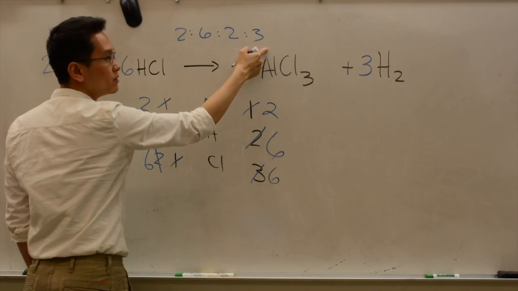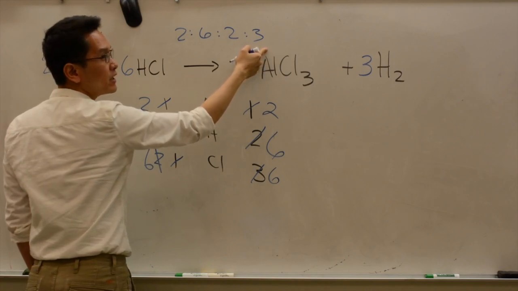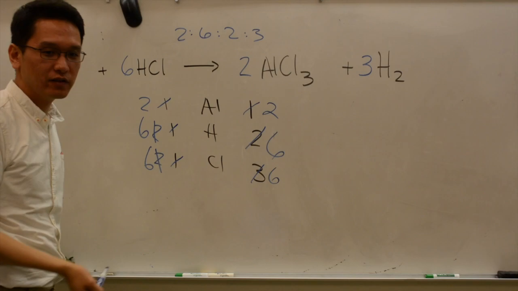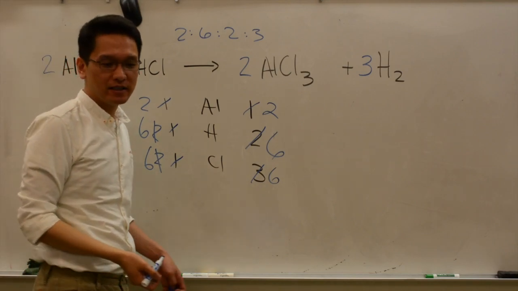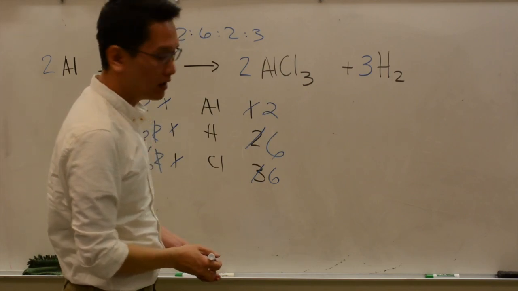Do I need to reduce it any further? There's no number that can reduce it any further, right? So those are my coefficients. So the answer is D. 6 is the coefficient for HCl.